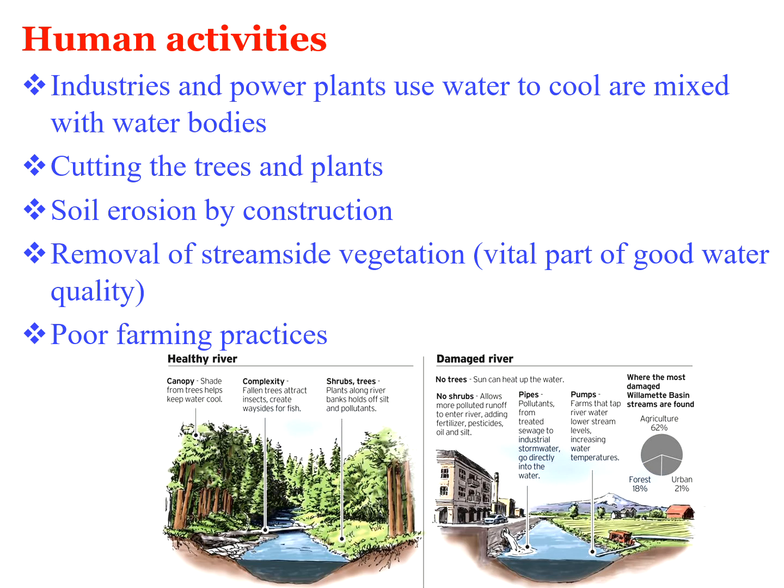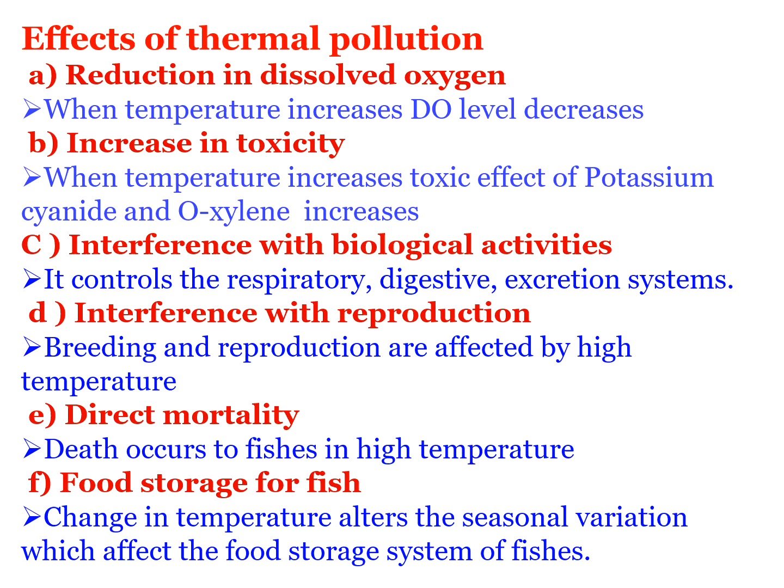The fifth point is that poor farming practices contribute significantly to water degradation. The excessive use of fertilizers and pesticides, improper waste management, and soil runoff from agricultural lands introduce nutrients and chemicals that cause algal blooms, oxygen depletion and contamination of drinking water sources. All these things need to be taken care of.